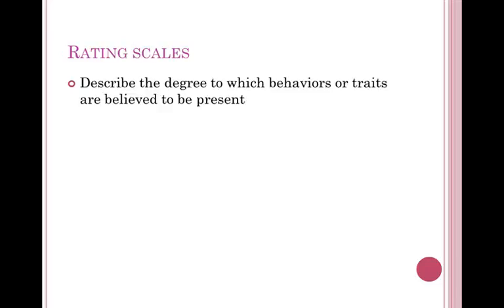Okay, and that's important because a rating scale is another tool to use in our assessment. The checklist showed if the behavior was there or not there. A rating scale tells us the degree to which the behavior is present. Rating scales are something you're very familiar with, and we're going to look at some examples in a second. A rating scale will indicate the degree to which the behavior or traits are believed to be present. A lot of assessment tools are rating scales.